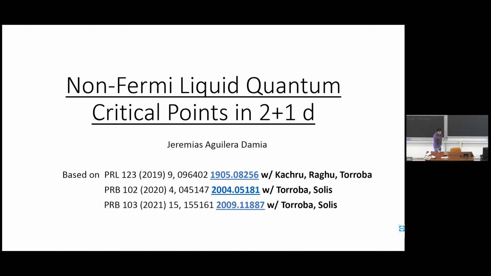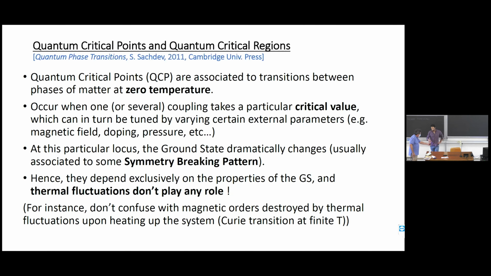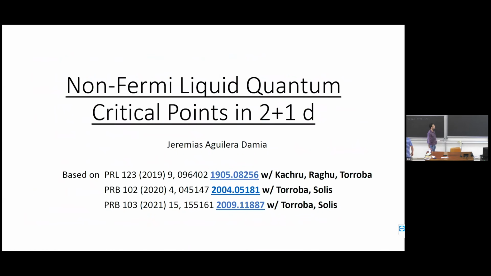Well, let me start by thanking the organizers for inviting me to participate in this beautiful workshop. So today I'd like to tell you about a particular model that has been worked out in this series of papers. And essentially this model displays the interplay between quantum criticality and non-Fermi liquid dynamics.